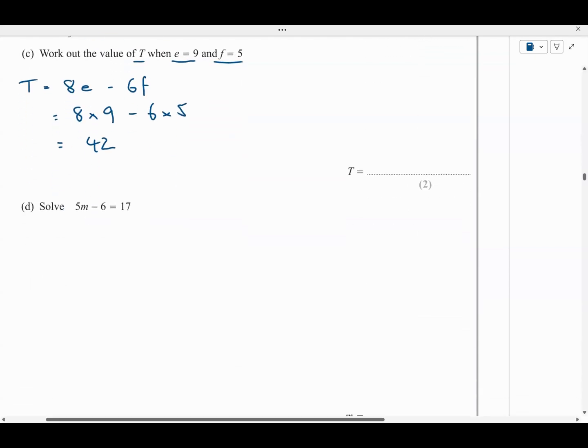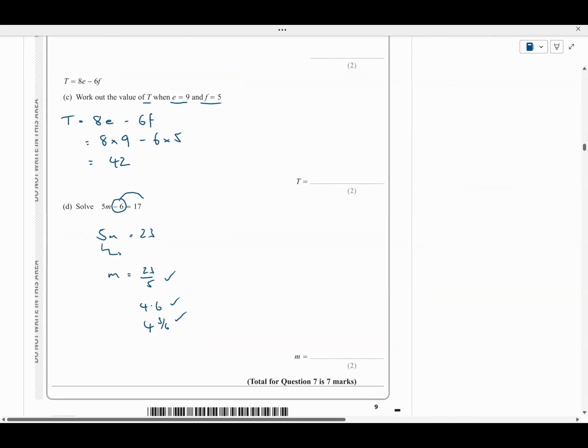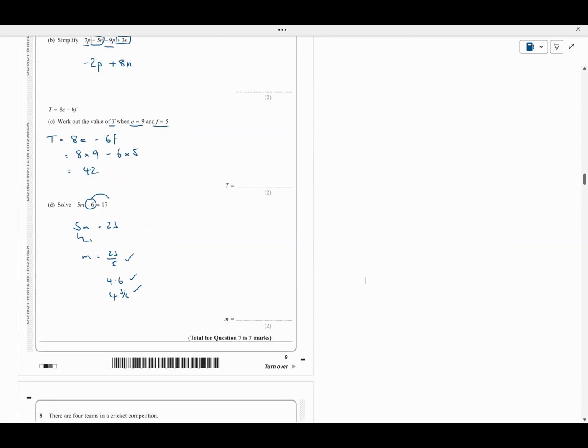Solve this equation. Right, I'm going to bring that minus 6 over, so 5m equals, it becomes a plus 6, 23, and then m is going to be 23 over 5. Now that would be okay for an answer, or you could say 4.6, or you could say 4 and 3/5. Any of those would be okay. Right, that is question 7 done. Okay, question 8.